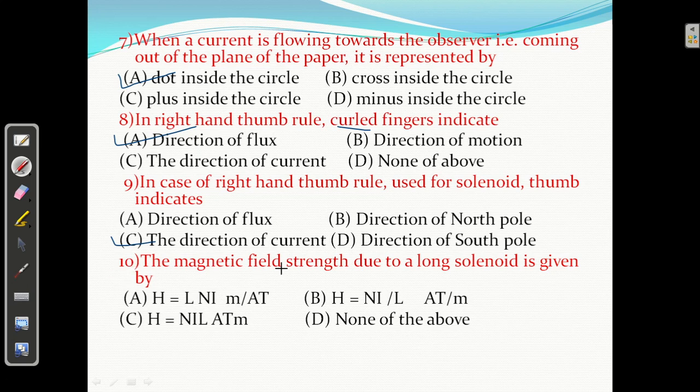Question number 10. In a magnetic field, strength due to long solenoid is given by H equal to what? H equal to Ni upon L, right? We have discussed this formula. H equal to Ni upon L, ampere turn per meter. Unit is also important. So B is the correct answer, right?